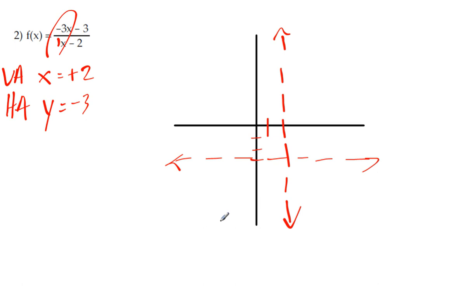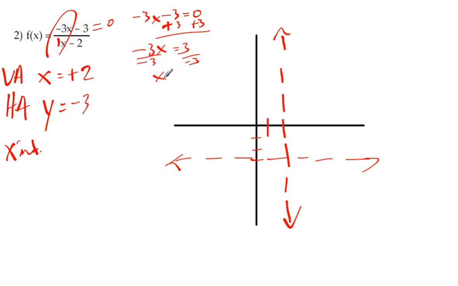So you should be able to kind of tell what's going on with your graph from that point on. If you want to find your x-intercept, that's where we're going to solve our top equal to 0. So that would be -3x minus 3 equals 0. We would add 3, get -3x equals 3, and divide. So we get x equal to -1. So that means our intercept is right here.